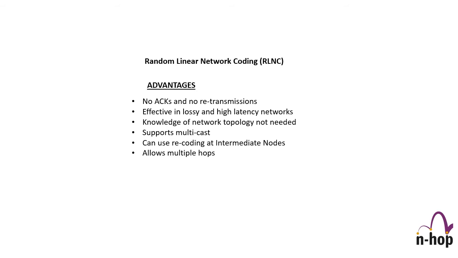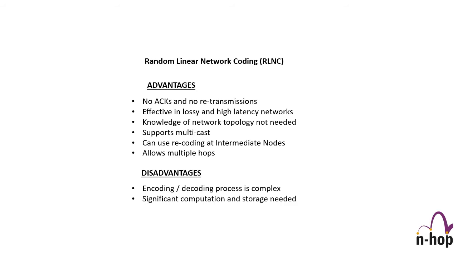However, there are also disadvantages. The RLNC encoding and decoding process is complex and therefore requires significant computing and storage resources at the intermediate nodes and at the destination. The size, the cost, and the power consumption of these devices is quite high, which is particularly important when considering how to implement IoT applications where devices may need to be very small and even battery powered.